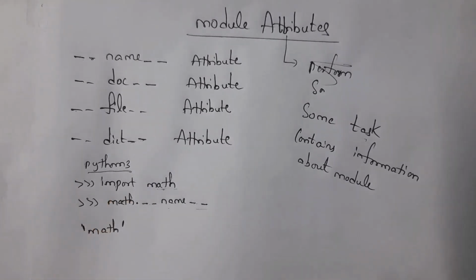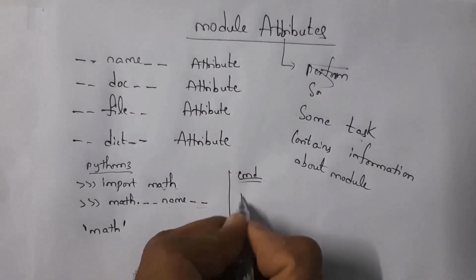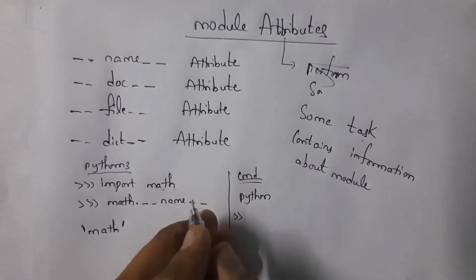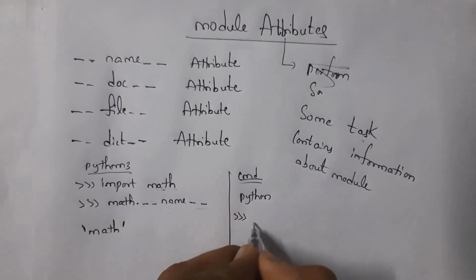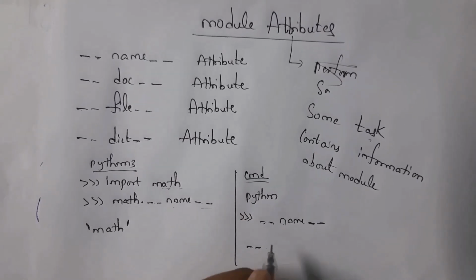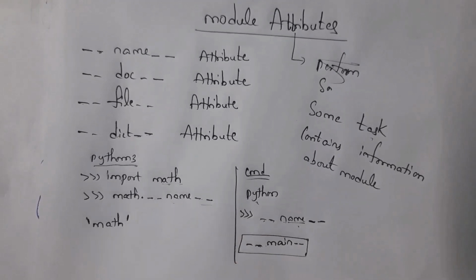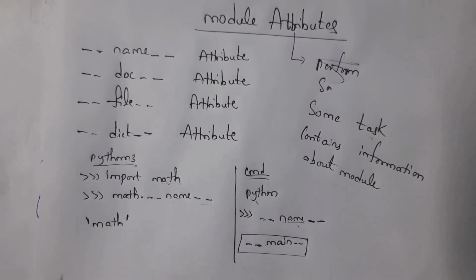For example, I did not import any module. So I just opened command prompt and I opened Python. I did not import any module. Just I am writing here __name__, and whenever you click enter you will get output __main__. So you will get output __main__ if you do not import any module. This is the use of the name attribute.